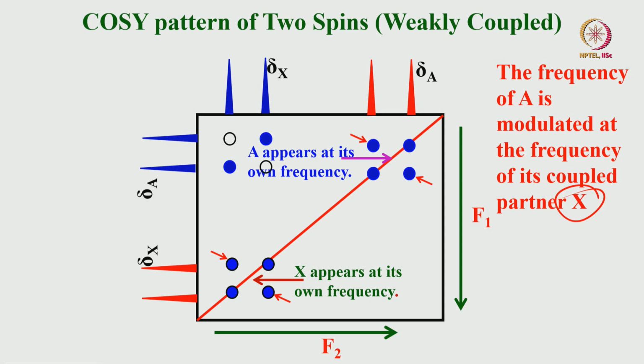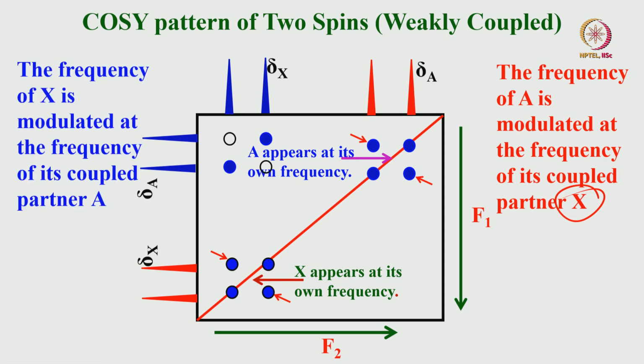Like this, X also gets modulated because of frequency A. It gives its energy or magnetization to A. X will give to A, A will give to X. They will give rise to cross peaks like this. As I told you, they are in-phase doublets, all are positive.